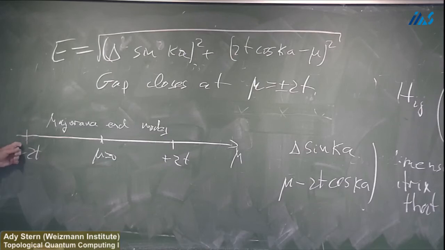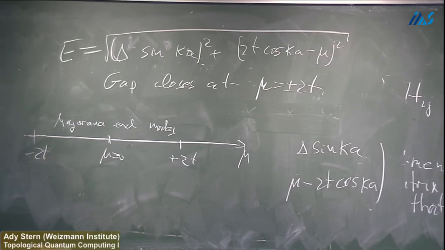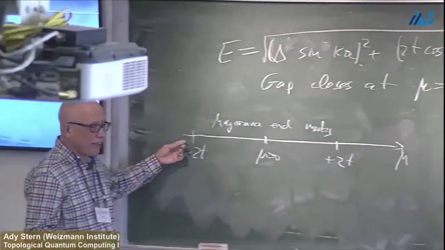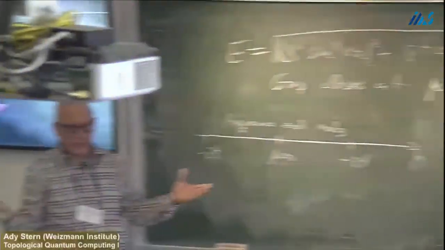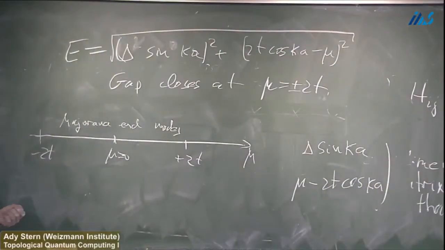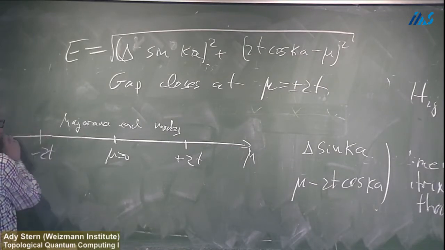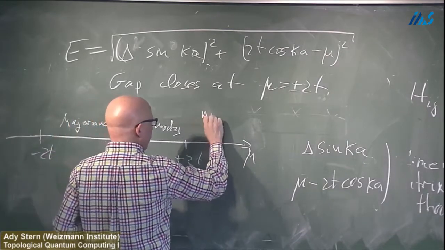We can ask what happens outside of this region, when mu is very, very negative. That means there are no electrons in the system whatsoever, because the energy to add them is not within reach. When mu is on either side of this, the band is either completely empty or completely full. In both cases, the system has no excitations, or they are very costly. So there will be no end modes in any of these two regions.